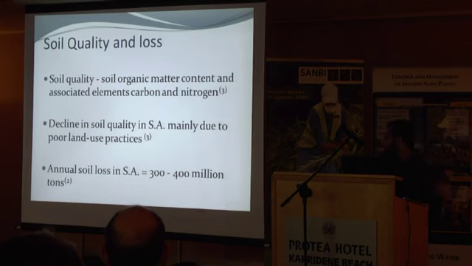Soil quality. Basically, soil quality is the amount of organic matter content and associated elements, carbon and nitrogen. Decline in soil quality in South Africa is mainly due to poor land use practices such as overgrazing. Soil loss in South Africa equates to between 300 and 400 million tons a year.